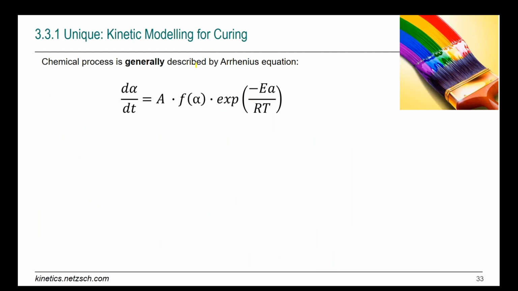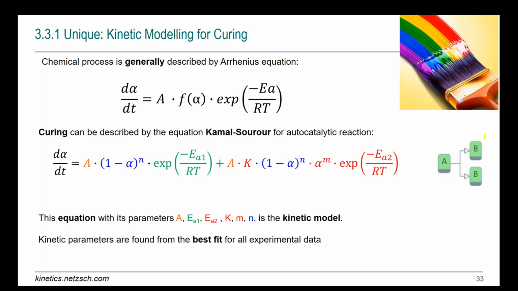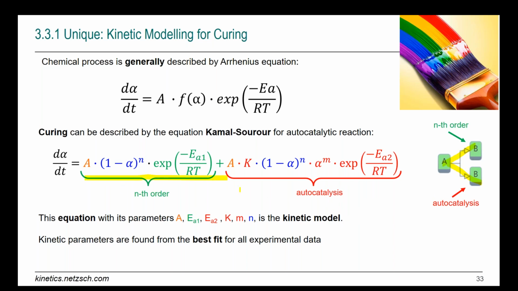If we speak about curing, then we have a general Arrhenius equation, but this Arrhenius equation usually cannot describe curing. Why? Because the curing process, according to the chemistry, has two parts, where a reactant goes to product by two different ways. The first way is an nth order reaction, and the second way is an autocatalytic reaction. These two ways have their own different activation energies and different pre-exponential factors, and autocatalysis has a part which shows the autocatalytic nature of this process. This equation has a lot of parameters, and the parameters can be found by the software to have the best fit. Then you can make predictions. That was a really unique model for curing.